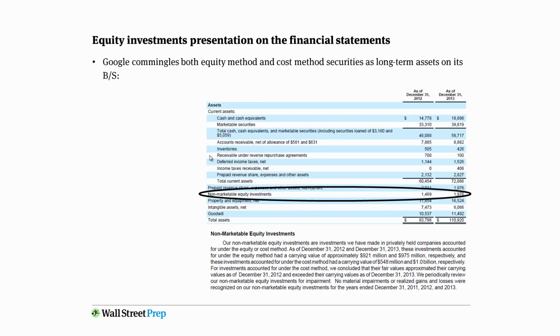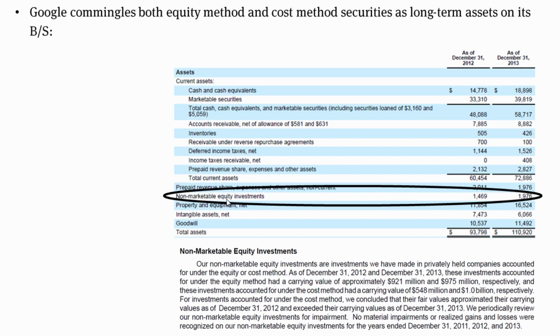So as promised, I was going to show you how equity investments are presented on the financial statements. Here we see that Google commingles both equity method and cost method securities as long-term assets on the balance sheet. You see here marketable securities of 1.9 or 2 billion in 2013, and they've identified here non-marketable securities, which are investments we've made in privately held companies accounted for under the equity or cost method. So both methods are being used, both the cost method for short-term investments, as well as the equity method, which we just addressed.